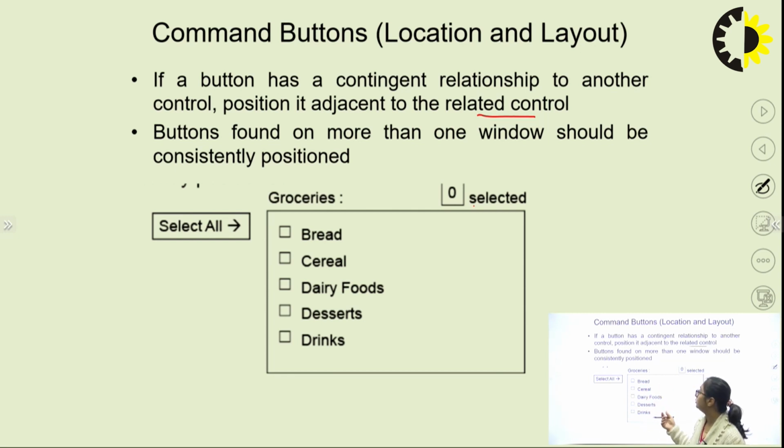Buttons found on more than one window should be consistently positioned. Here are Bread, Cereals, Dairy Foods, Desserts and Drinks. You can see the same label conventions are used, and the same height, width and spacing. That means consistency in positioning all the controls.